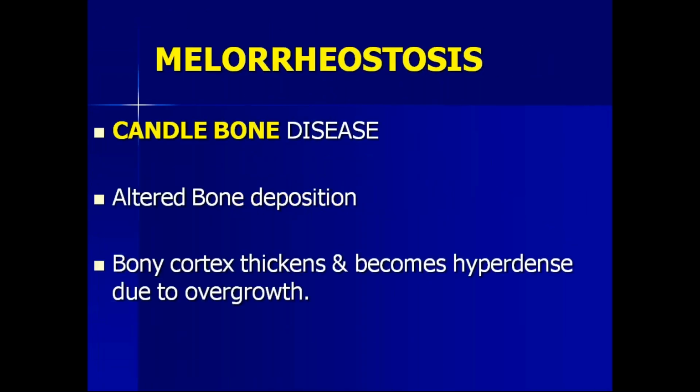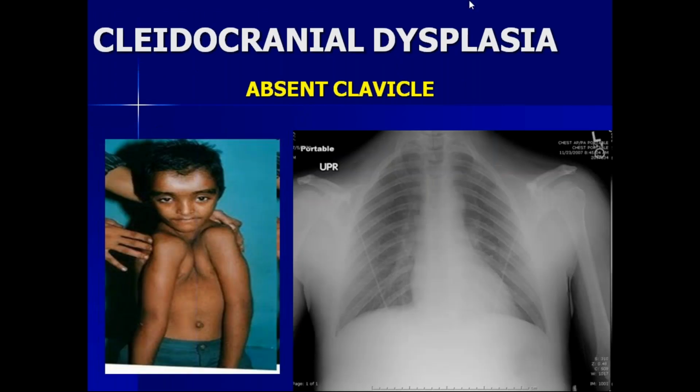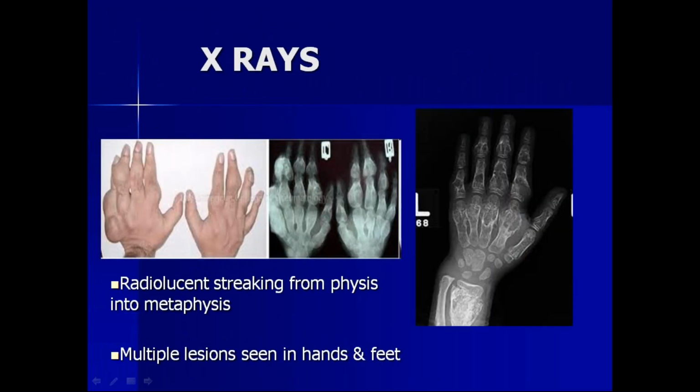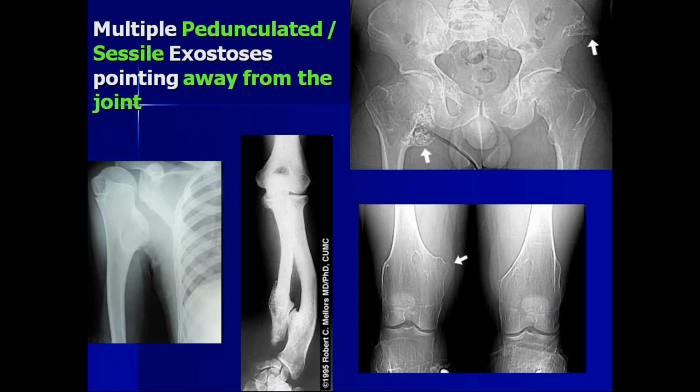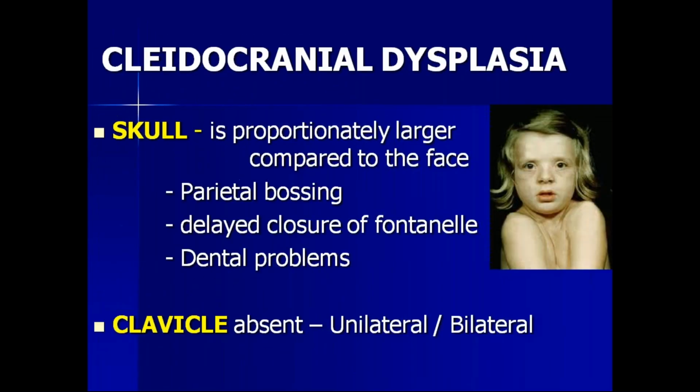Melorheostosis is candle wax disease. In cleidocranial dysplasia, there is absence of clavicles. So that is in short about skeletal dysplasias. I hope you can write at least 2 to 4 mark question answers on whatever these topics are.